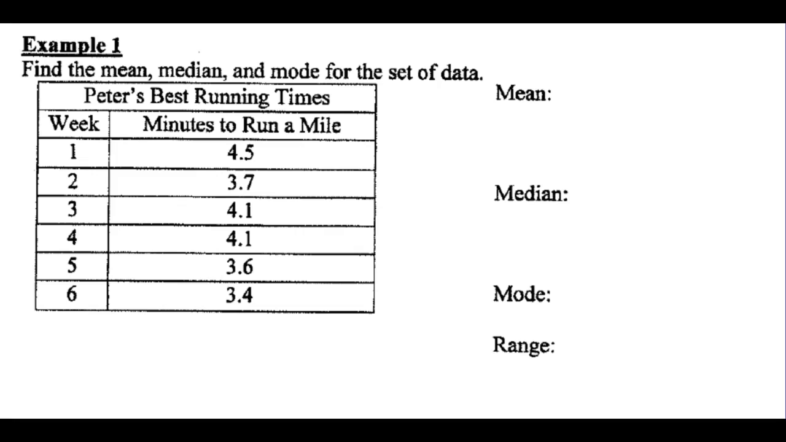For the mean, add them all up, divide by 6, I got 3.9. Okay? The median, now these are not in order, so let's do that real quick. So 3.4, 3.6, 3.7, 4, 4.1, 4.1, 4.5.